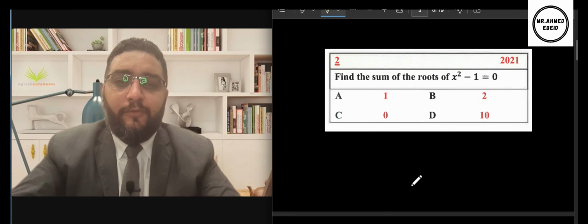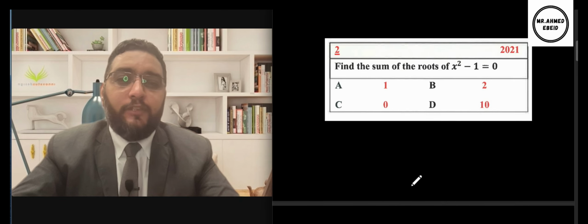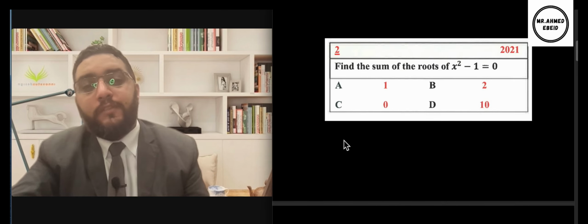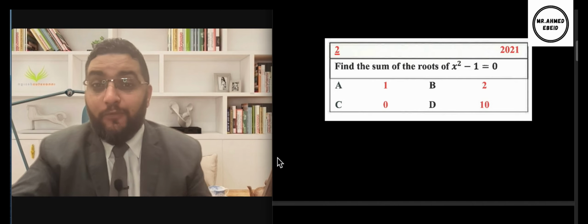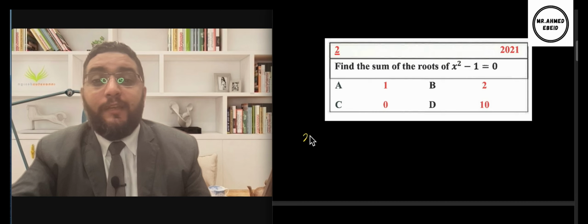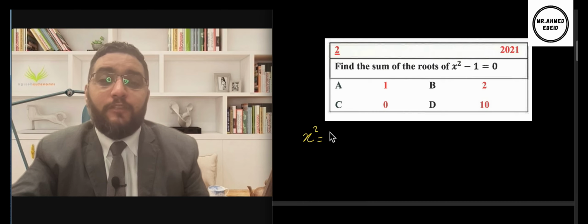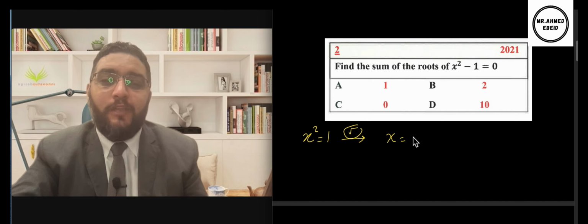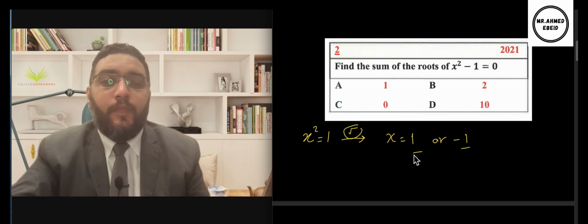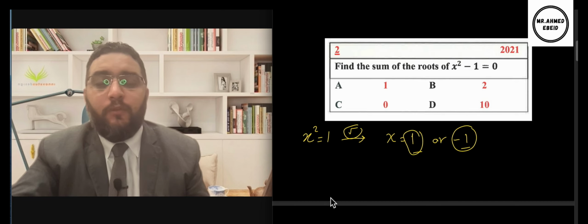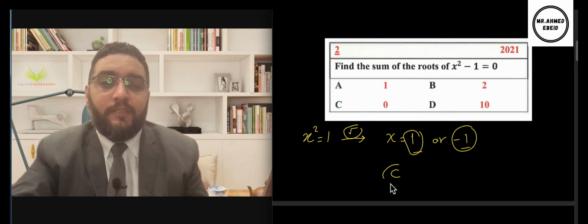Question 2. Find the sum of the roots of x squared minus 1 equals 0. In this question, to find the roots of this equation, or the values of x, we will add 1 to both sides. So we have x squared equals 1. Then take the square root of both sides. So we have x equals 1 or negative 1. 1 and negative 1 are the two roots of the equation, and we want to find the sum. So it will be 1 plus negative 1, which equals 0. So the answer is C.